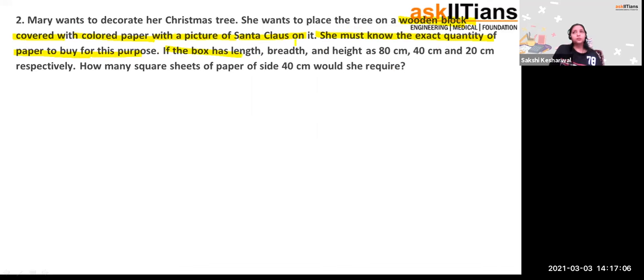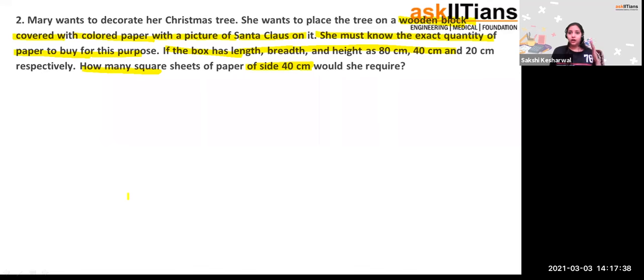Sometimes you place a Christmas tree in a cylindrical form, right? Length, breadth and heights are given respectively. How many square sheets of paper of 40 centimeters she requires? Now, when you start purchasing paper, the area is this big and you get small sheets of it. You get small sheets for your purpose. These are small little sheets you place on it, right or not? So that is what it is talking about.